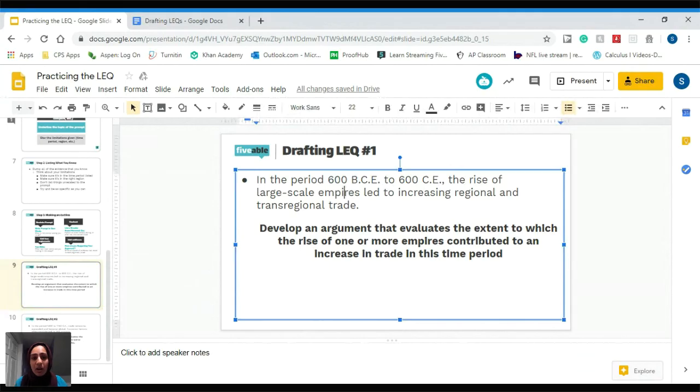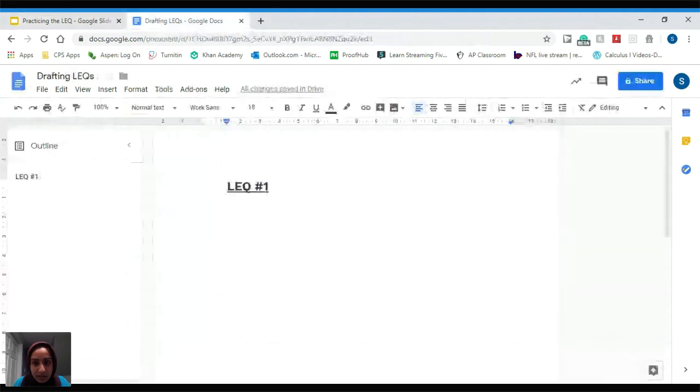But this was a prompt on the AP World History exam last year, and this is the prompt that I chose to write. So I'm going to take you guys through my process when writing it and how I broke down the essay. Let me just copy this. Let me actually link this in case you guys want to be on this document.